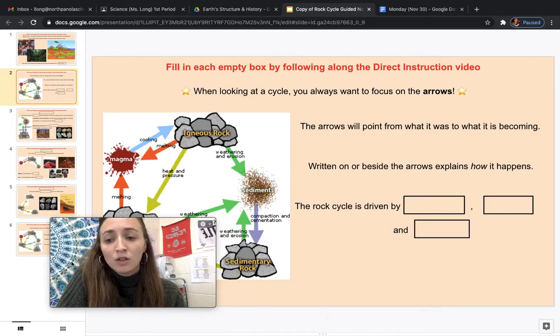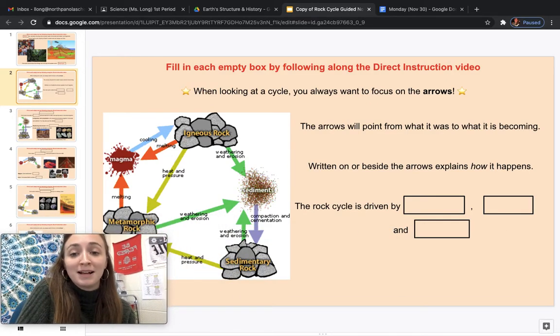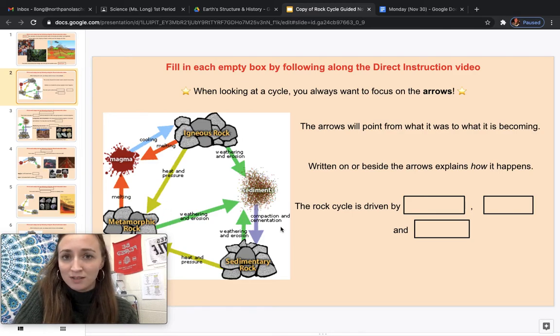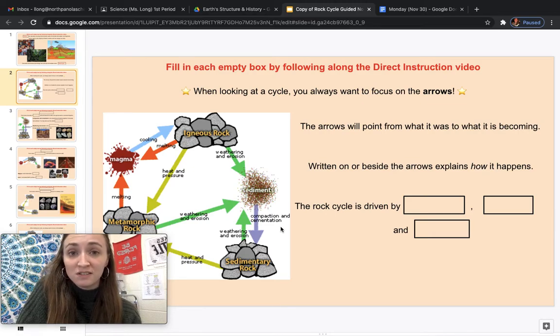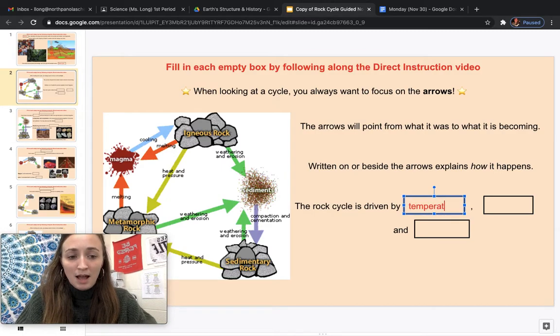Now, the cycle has to be driven by something. Something has to cause these rocks to change because you and I both know that change is hard and it's much easier to just stay the same, right? So something has to drive the cycle and make it happen. So there are three things that are going to drive the cycle. That is going to be temperature, pressure, and weathering. We know temperature. We know pressure.